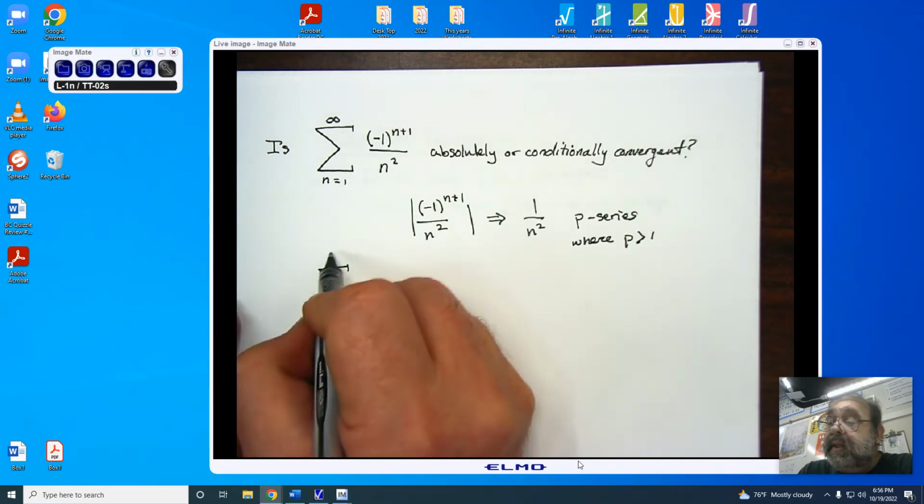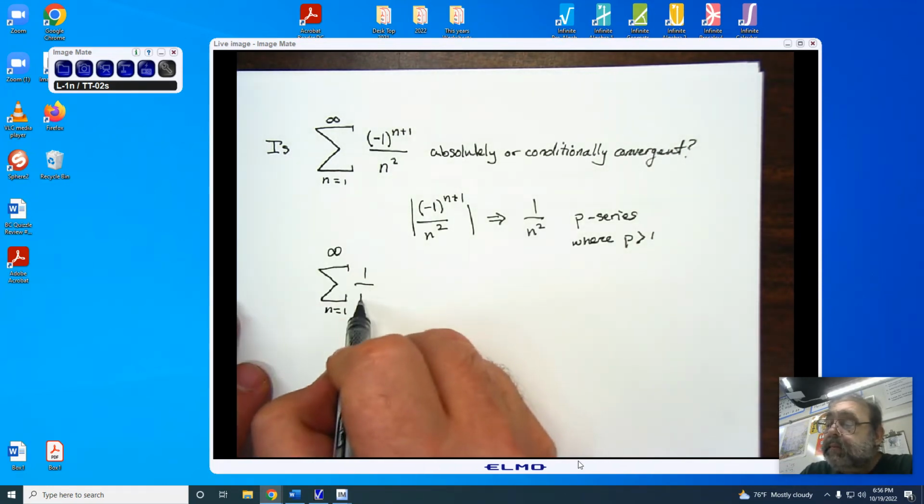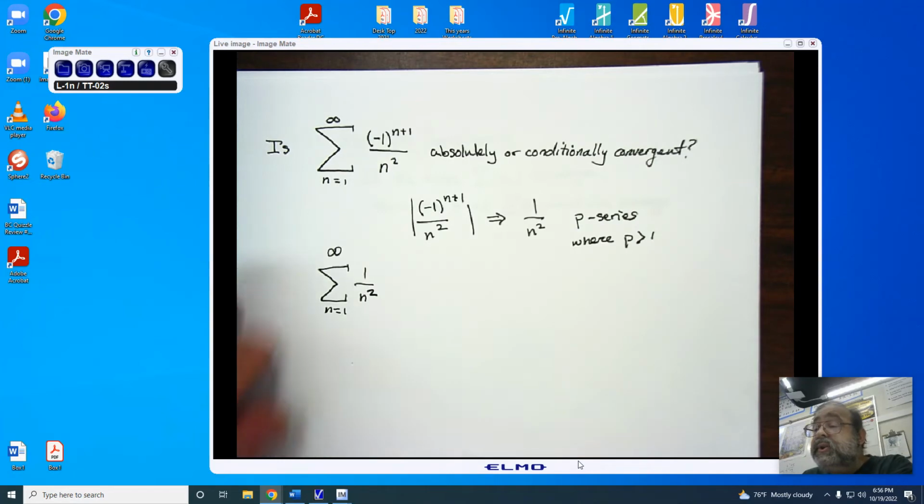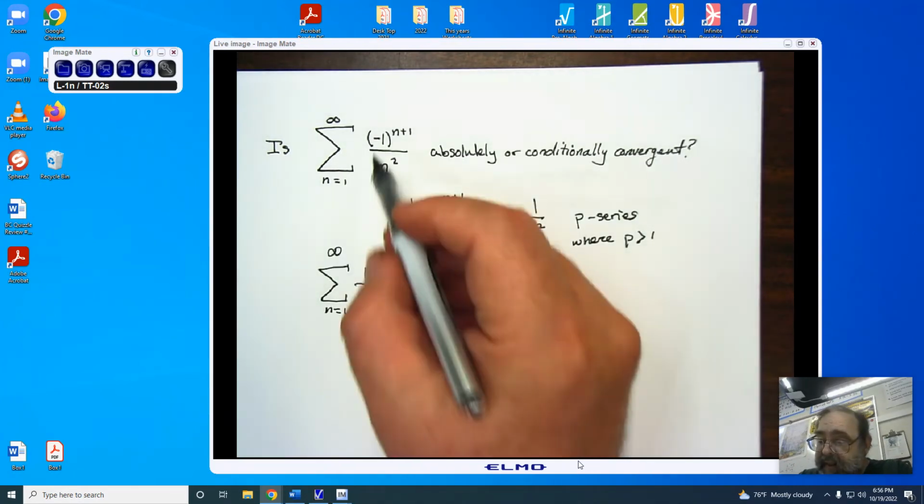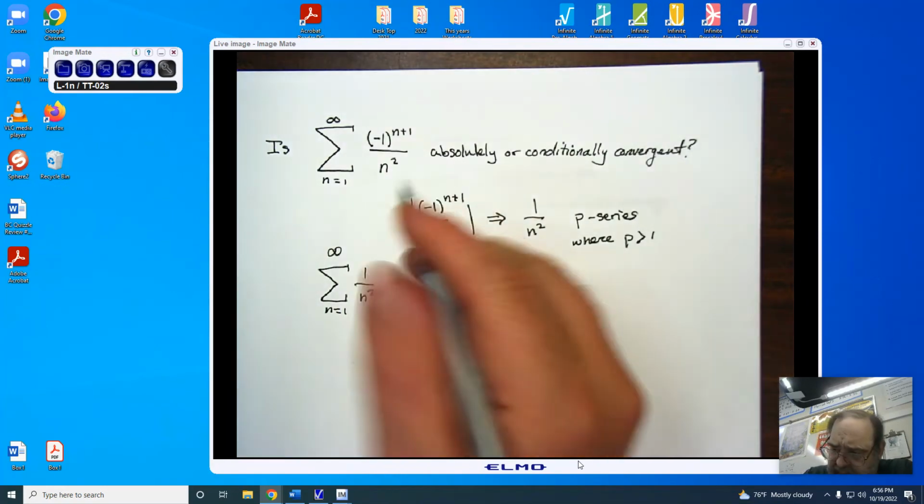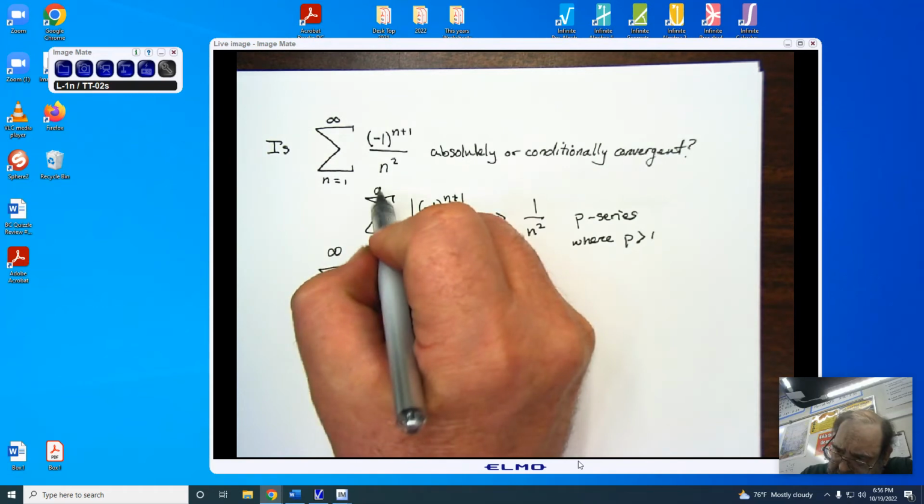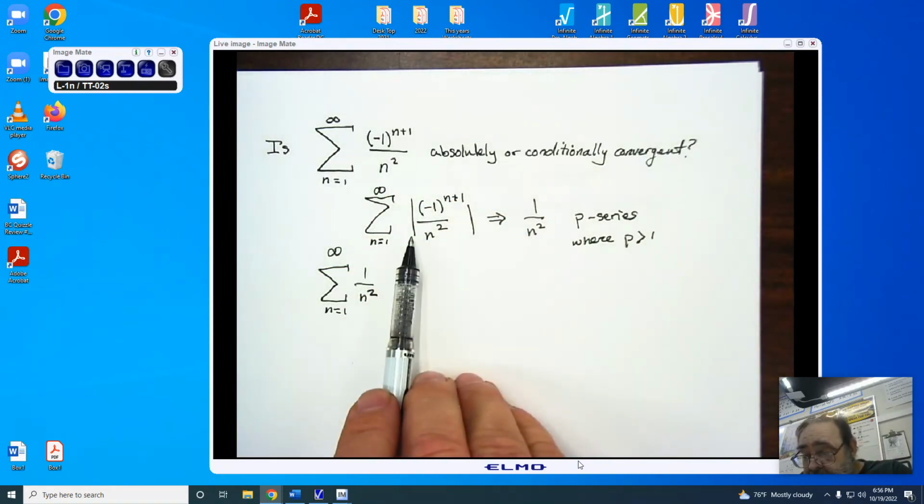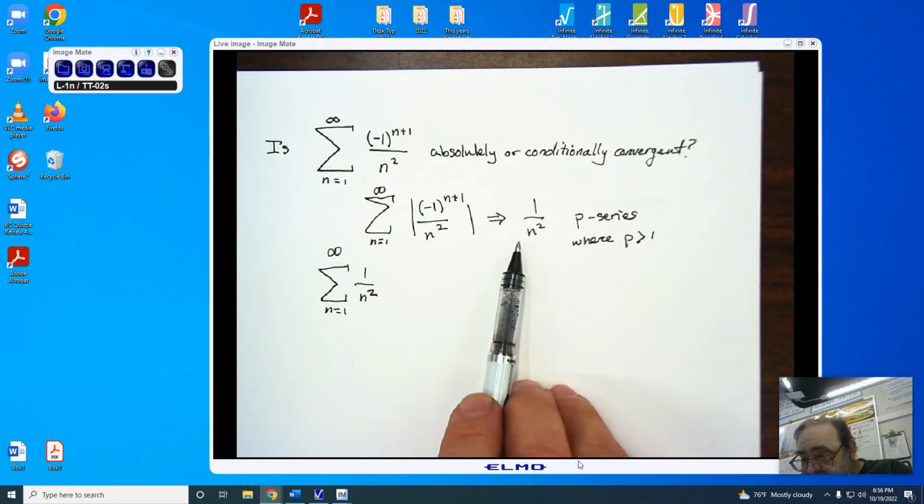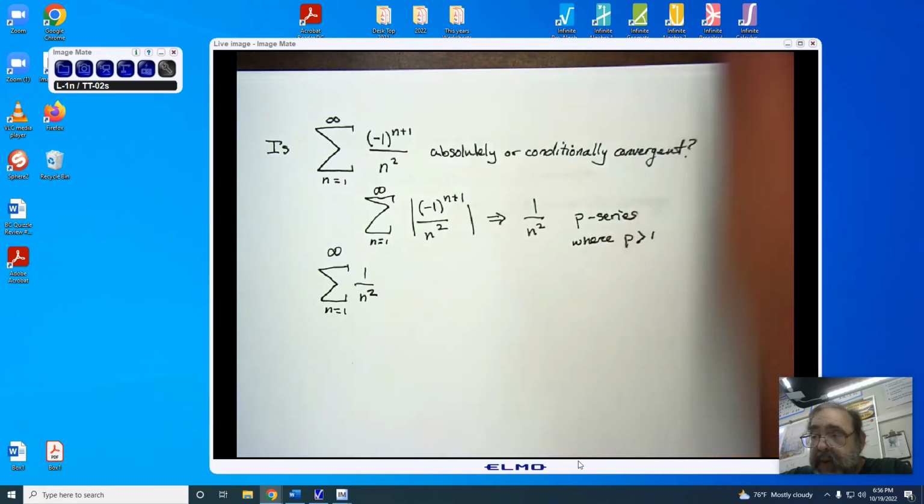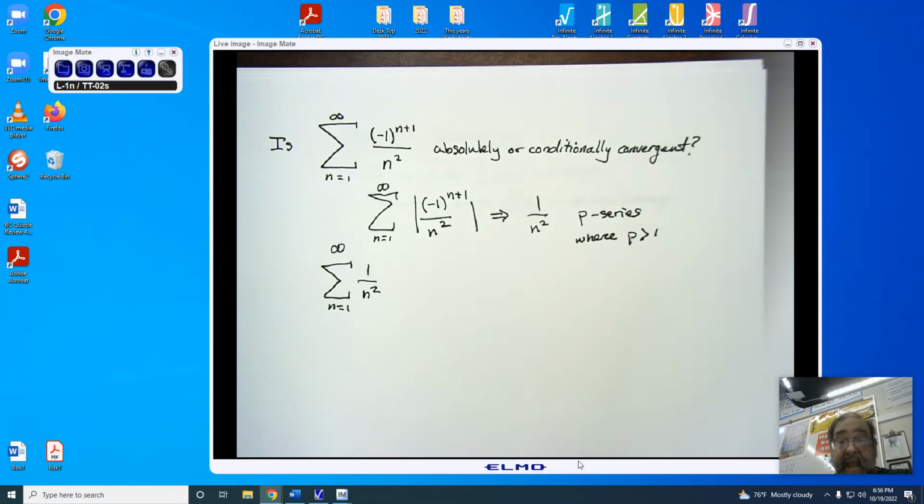So notice this series converges just as much as the one above it. This is the idea of the absolute value of the summation. So when the absolute value of the summation converges, we have an absolute convergence. Let's see one that isn't absolute.